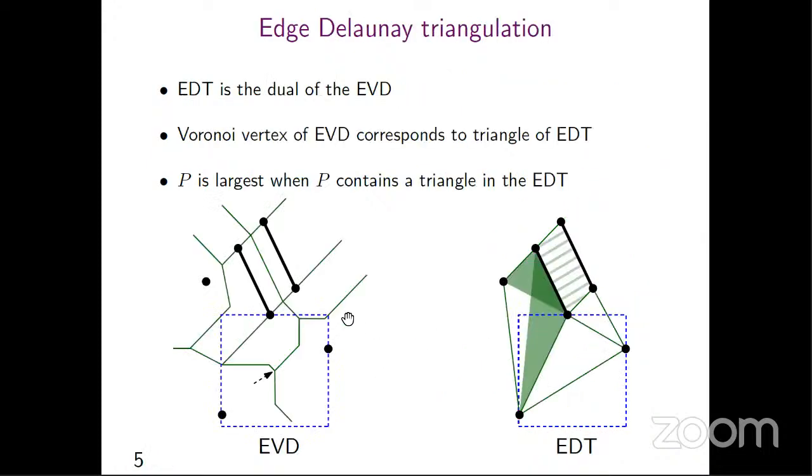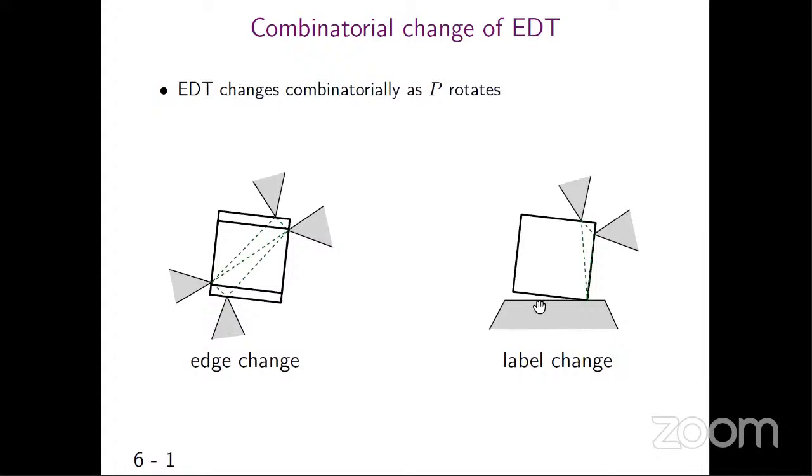The convex distance triangulation is the dual of the CVD. I will abbreviate it to CDT. A Voronoi vertex of the CVD corresponds to a triangle of the CDT. So P is largest when P contains a triangle in the CDT of Q. Each triangle of the CDT corresponds to a candidate of the largest polygon, so we detect all changes of the CDT to find the largest polygon.